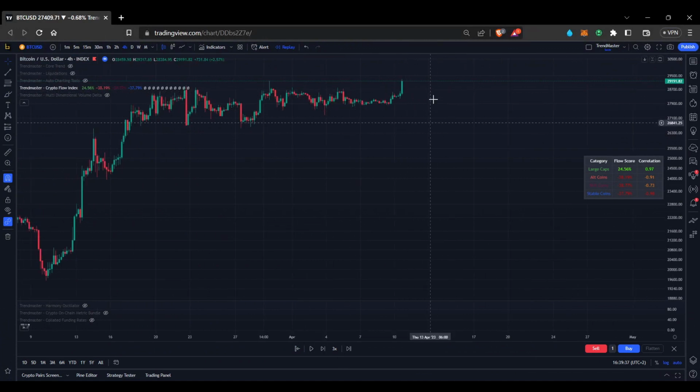So when we got this huge move up on Bitcoin, we had this incredibly positive large caps flow score. Now this is indicating that a lot of capital is going into these large cap coins, which really shows that the move probably is going to be sustained a little bit, or at least we're going to see this move into large caps and then flow into altcoins and shitcoins before eventually stablecoins.